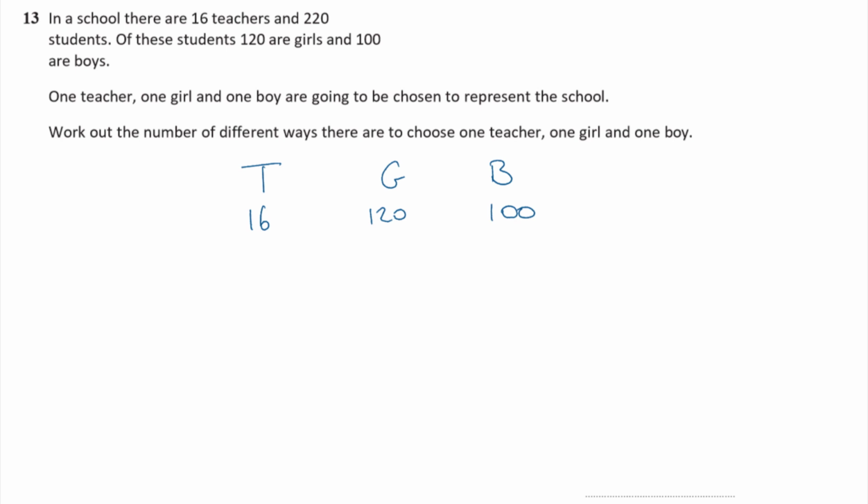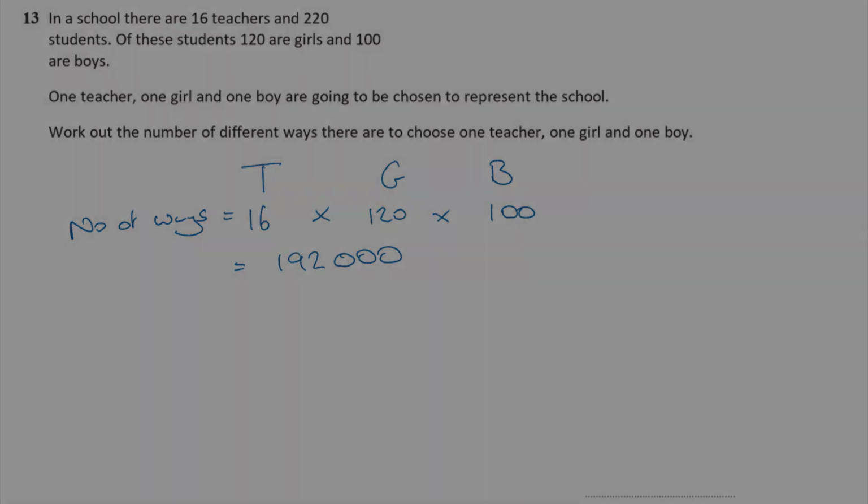Right, so one teacher, one girl, one boy are going to be chosen to represent the school. Work out the number of different ways there are to choose one teacher, one girl, and one boy. So basically, you're just going to have to multiply all those together. The number of different ways is going to be a huge number. You won't believe how many ways there are. So how many ways is that then? 16 times 120 times 100. There are 192,000 ways of picking this team of 3. Quite a lot of ways. Okay, that's it.